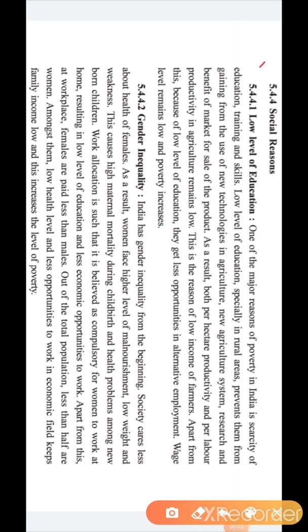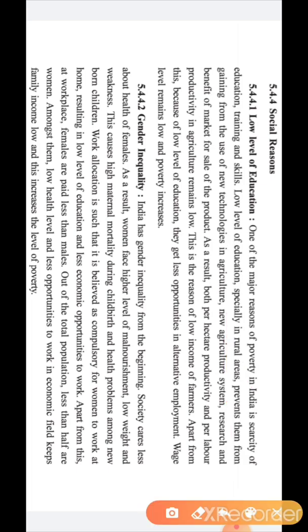Now we are going to learn the social causes of poverty. In that, first is low level of education. One of the major reasons of poverty in India is scarcity of education, training and skills. So here it is said that one of the major reasons of poverty in India is lack of education among the population of the country, and training and skills are less. Low level of education, especially in where? Especially in village area, rural area, prevents them from gaining from the use of new technologies in agriculture.